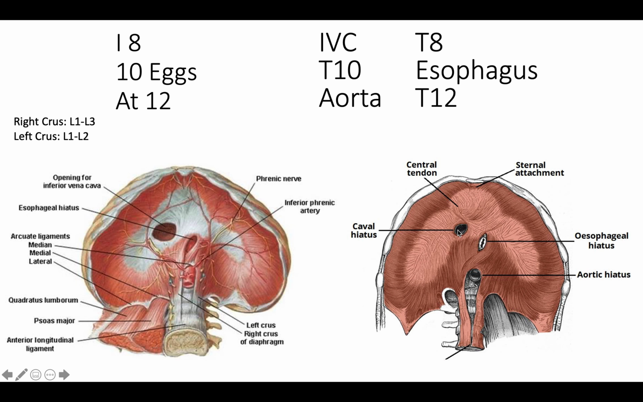Here you can see how they all come in, with the caval hiatus at T8, the esophagus coming in at T10, and finally the aorta at T12. I know this can be significant in regards to OMM. At what spinal level could you see problems with each of these organs and how would they present? You can see how that would be significant, say if somebody had somatic dysfunction at T8, at T10, or at T12.